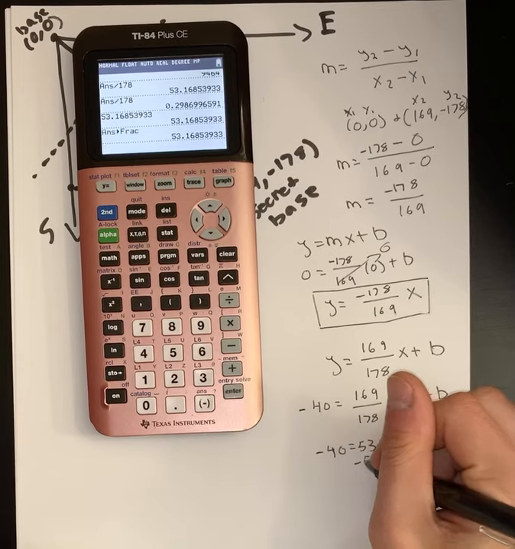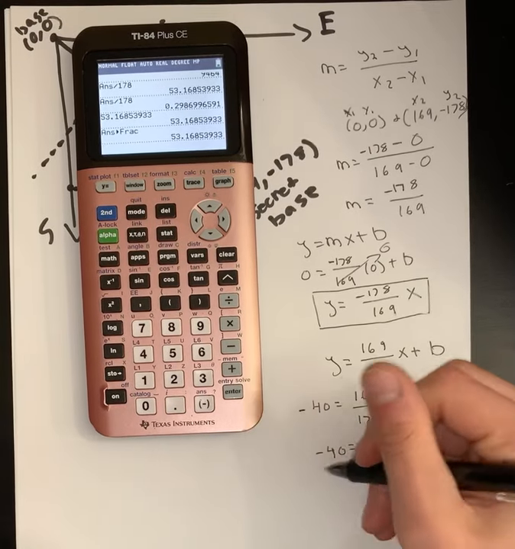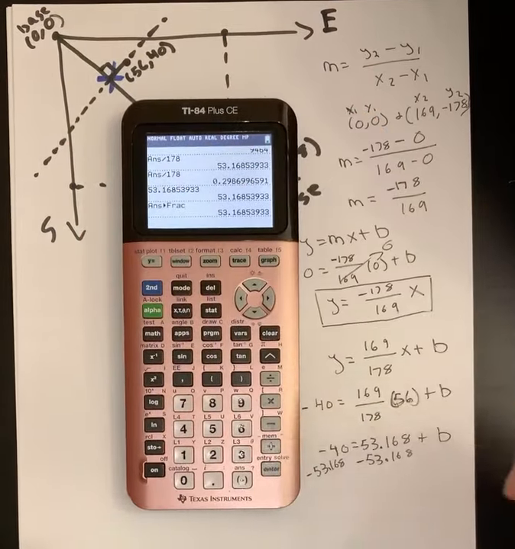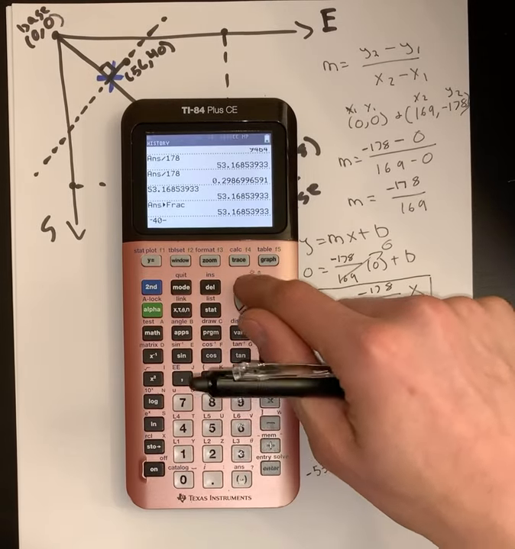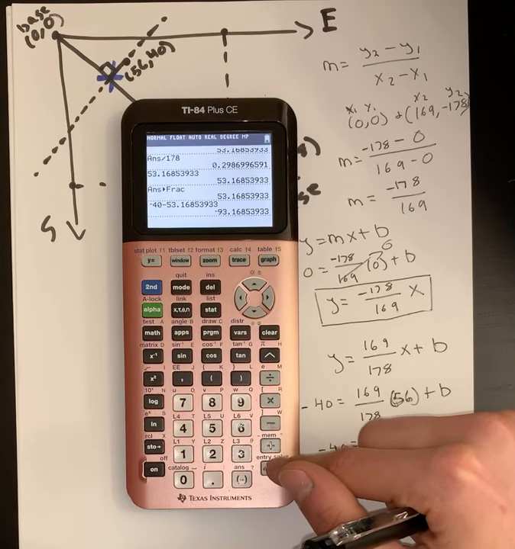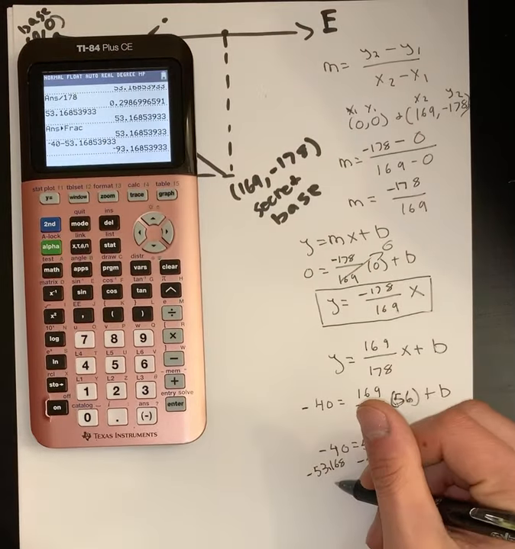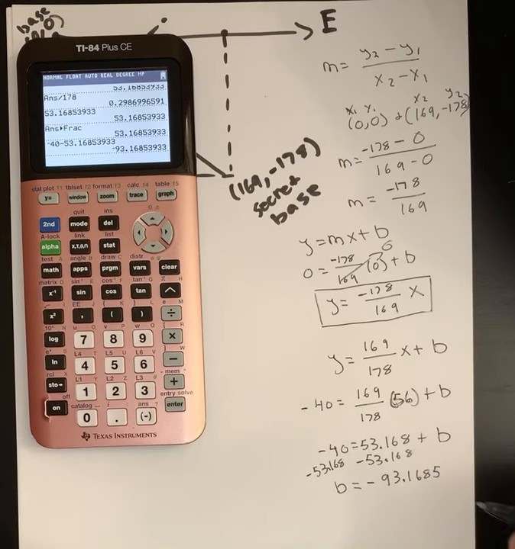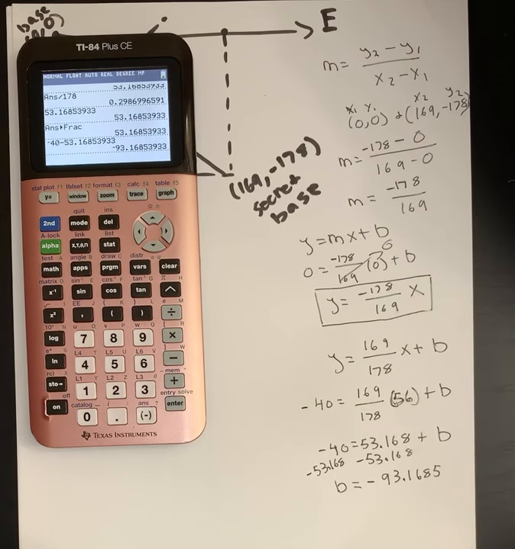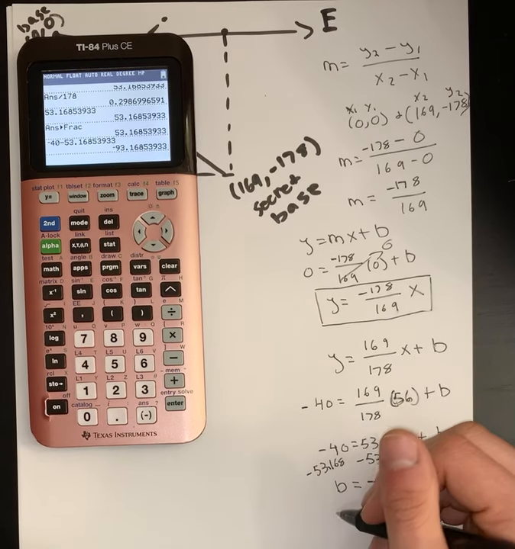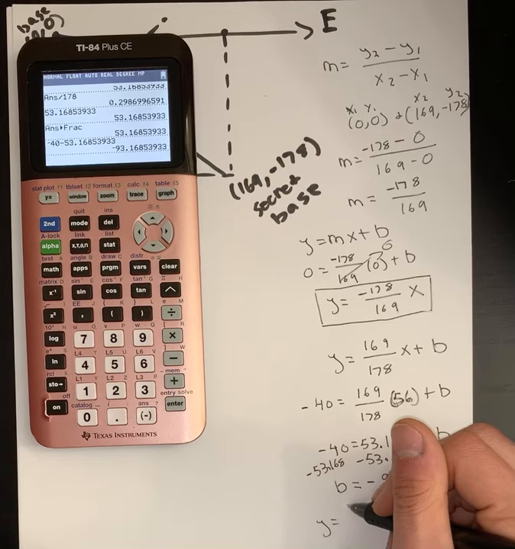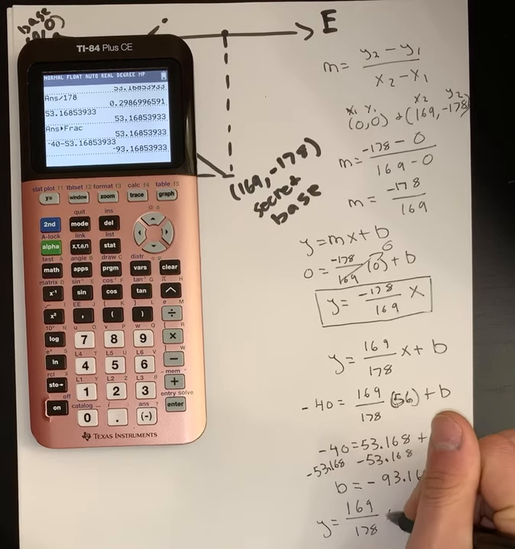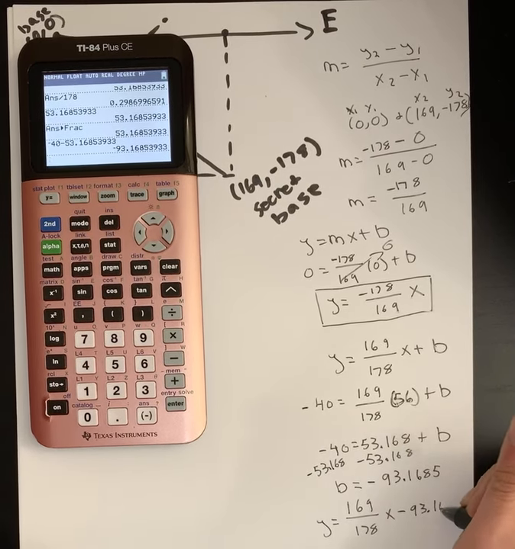So we subtract 53 across, and when I do so, I'm going to use the whole decimal, 53.1685 and so on. The y-intercept here is looking like negative 93.1685. Our b is the y-intercept. So the equation will be y equals 169 over 178x minus 93.1685 and some change.